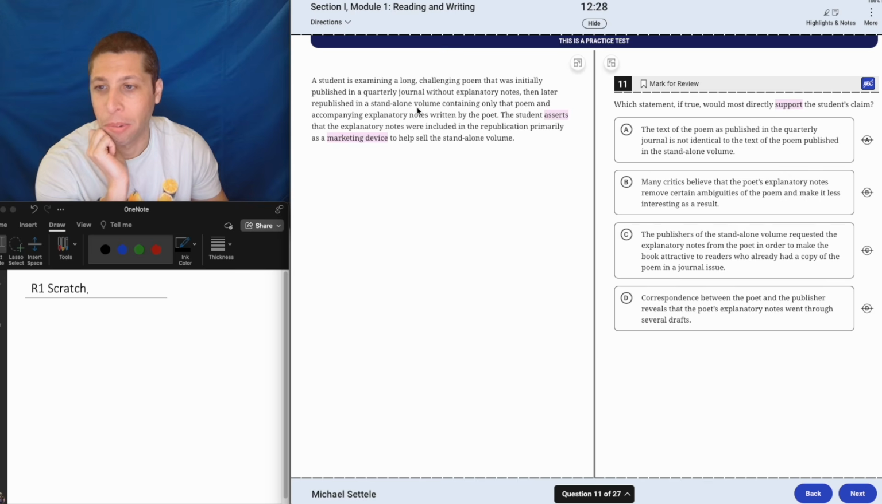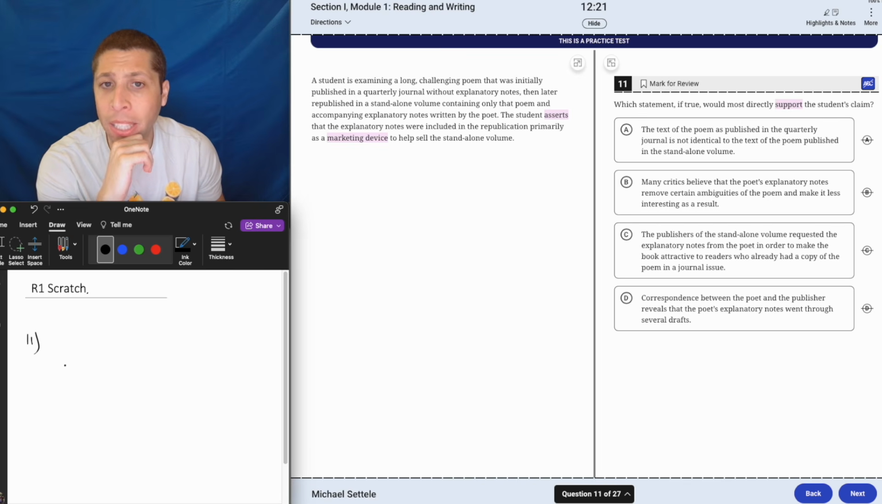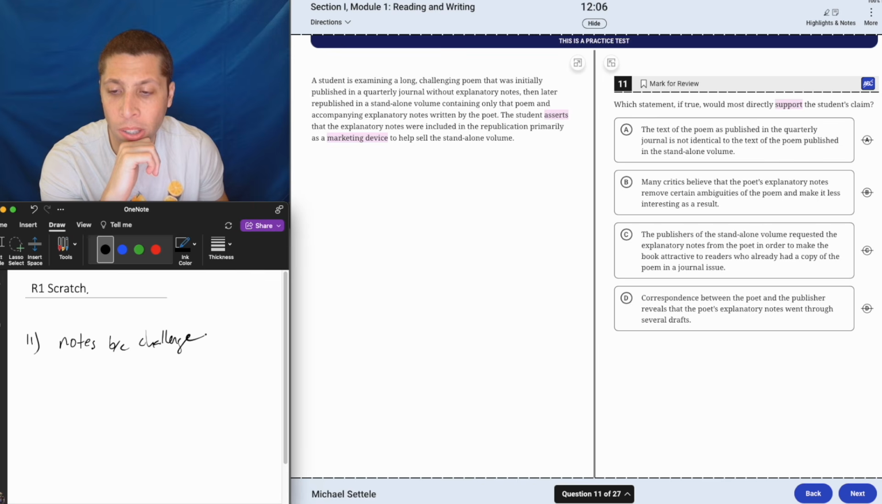Let's get some scratch paper for this question. Okay. This is 11. A student is examining a long, challenging poem without explanatory notes, then later republished in a standalone volume containing, so it's challenging. So their marketing device, so notes because challenge.